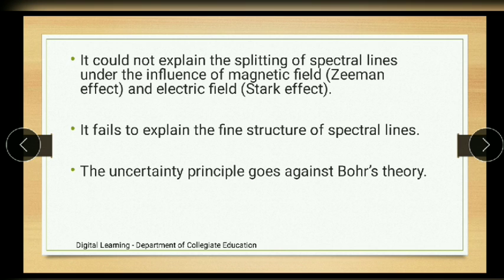And one more limitation is that the uncertainty principle goes against Bohr's theory, which means Bohr proposed the existence of definite orbits, but Heisenberg ruled out the concept of a definite orbit for an electron. According to Heisenberg, it is not possible to find out the position and momentum of an electron simultaneously and precisely. These are a few limitations of Bohr's theory.